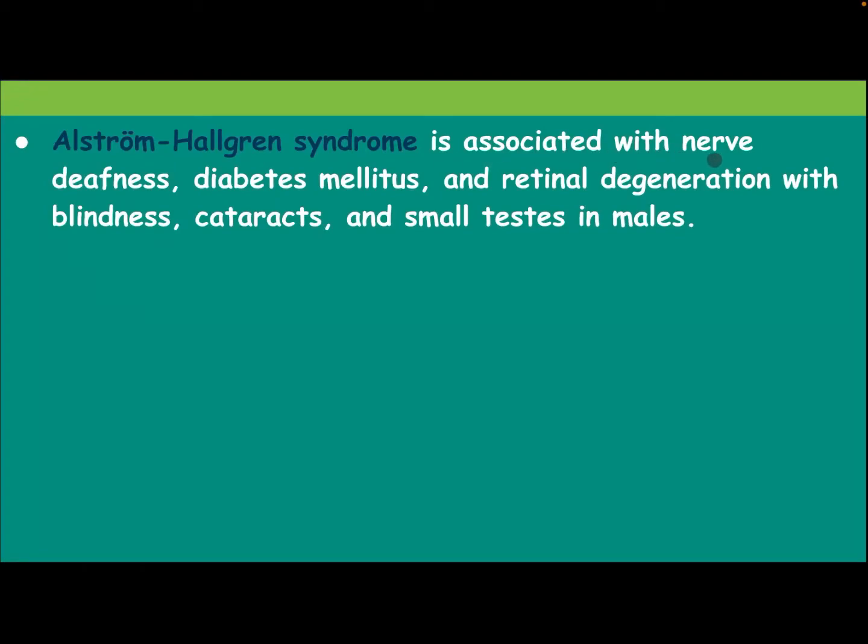Alström-Hallgren syndrome is associated with nerve deafness, diabetes mellitus, retinal degeneration with blindness, cataract, and small testes in males.